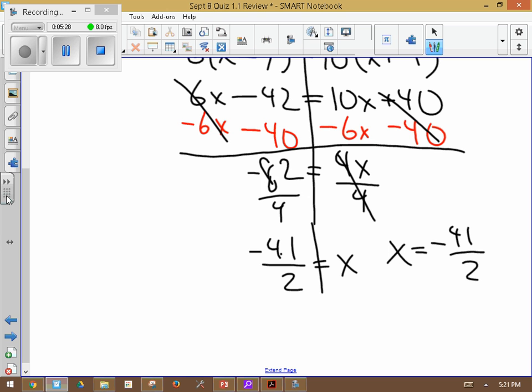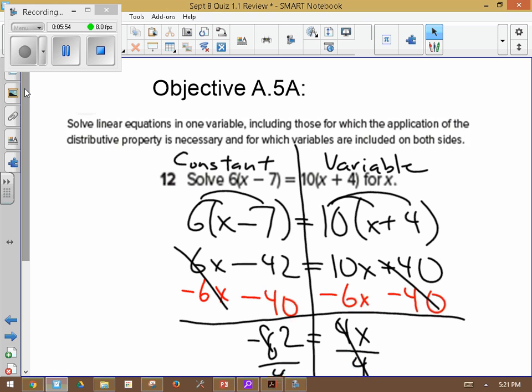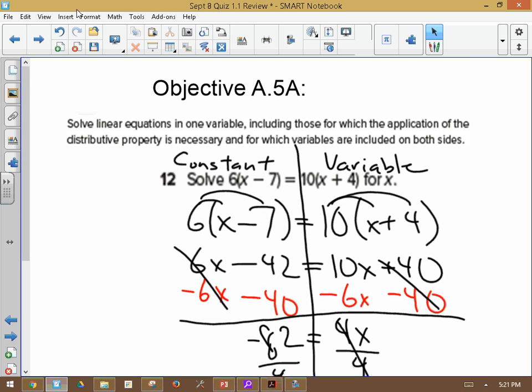If you want to write that as a mixed number, 2 goes into 40 20 times, with 1/2 left over, negative. That's another way to write it, negative 20 and a half. You won't see mixed numbers much, negative. Okay, so there's example number 1. Let's look at another example where we do pretty much the same thing. All right, let's go to example 2.